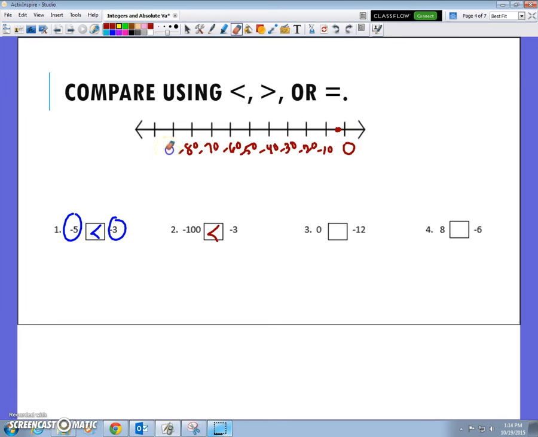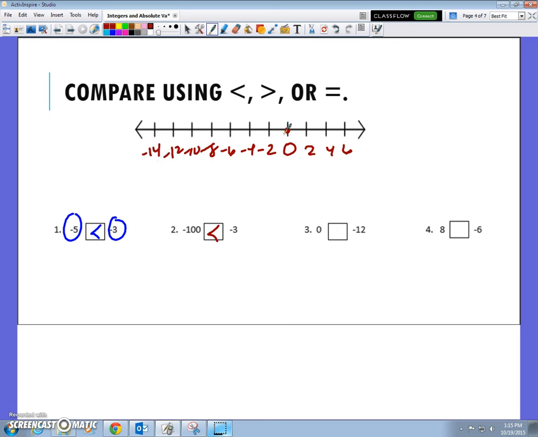Let's take a look at another one here: 0 and negative 12. This time, let's put 0 here just to get a little idea of what the positives are so we can compare. I'm going to do negative 2, negative 4, negative 6, negative 8, negative 10, negative 12, negative 14. So 0 is this guy right here.